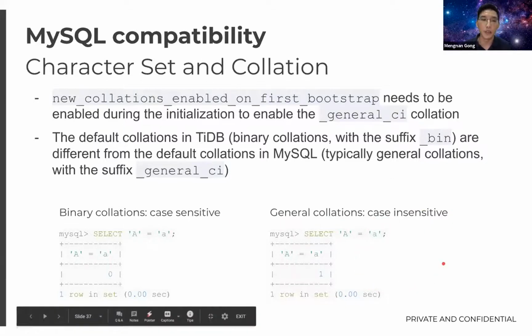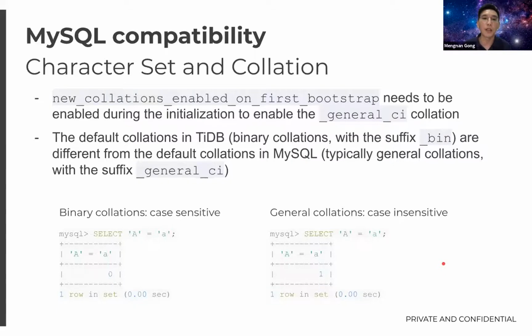When we first deployed our first cluster, we actually had some problems because the people who write the query might not really follow the case sensitivity in your database, so you end up with different query results. But the thing you need to notice is that if you want to enable the general collations, you have to enable it at the very beginning, at the initialization of your cluster. If you miss that time, you cannot enable it again. So this is something that could make some trouble, and I believe the team is already working on some solutions for it.